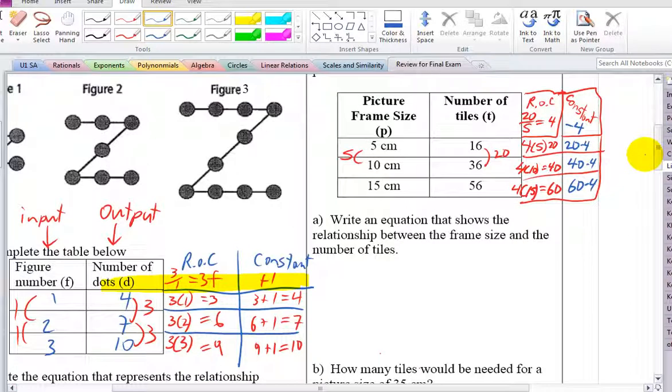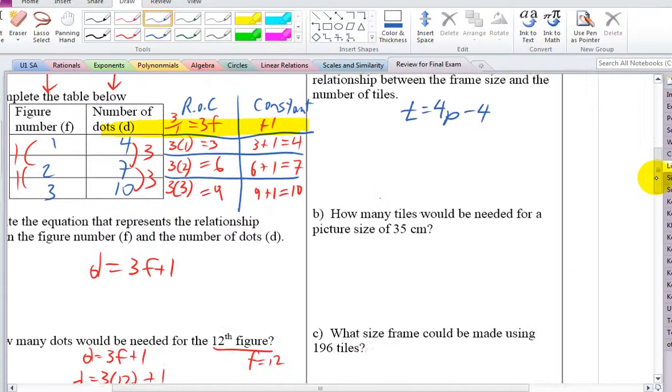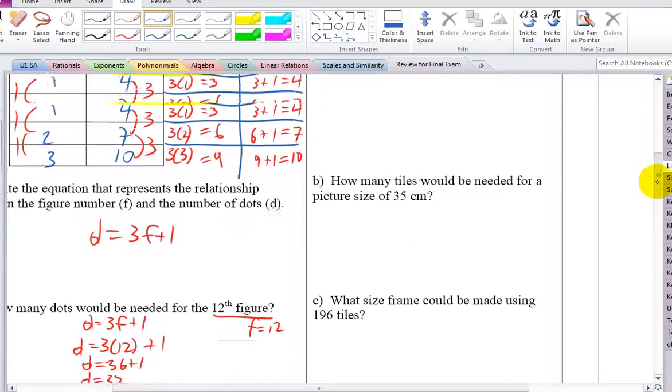Who is the equation? Una? Good. 4p minus 4. Okay. So make sure you always simplify your rate of change, 20 over 5. Sometimes it can't be, but lots of times it can. Okay. Good. So then B and C, complete those.